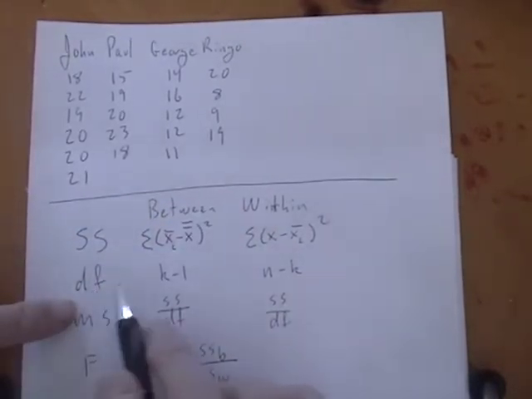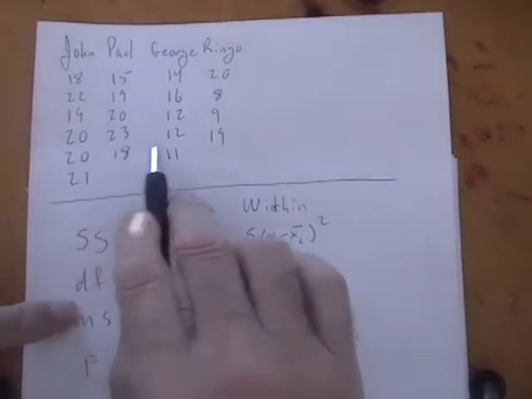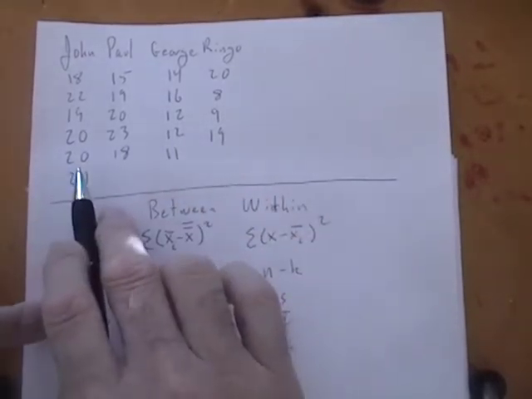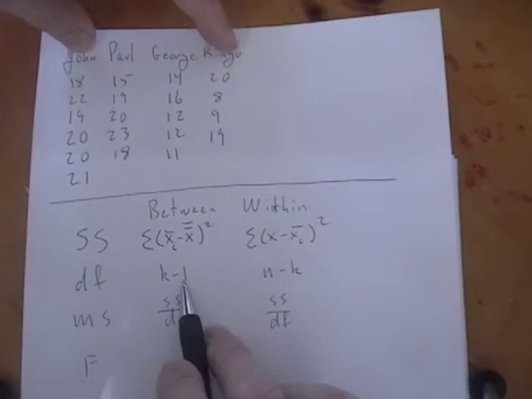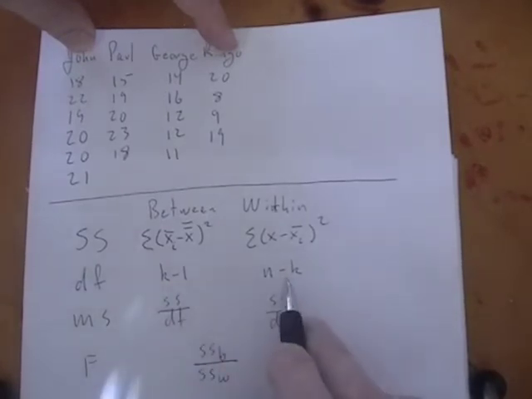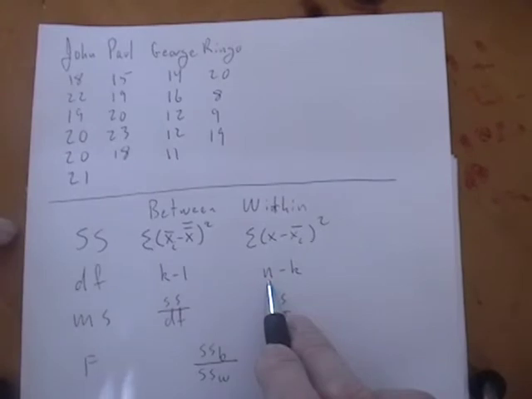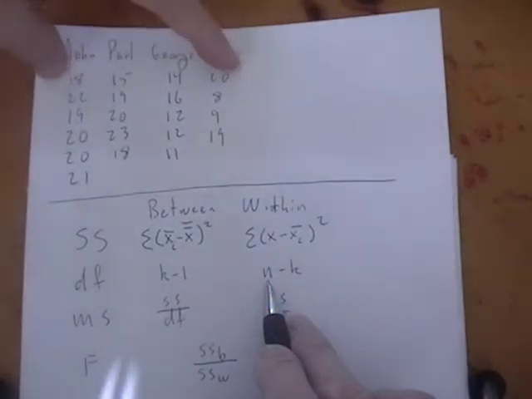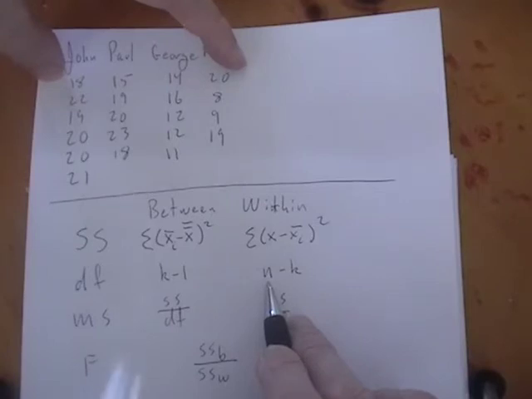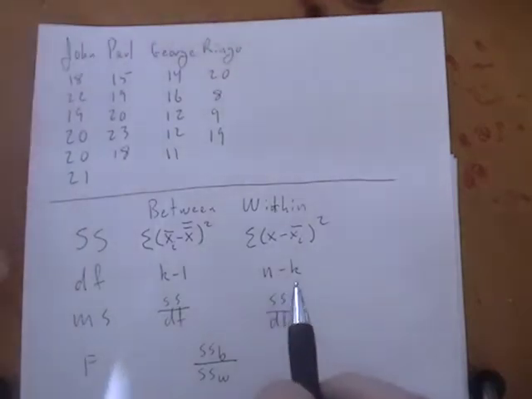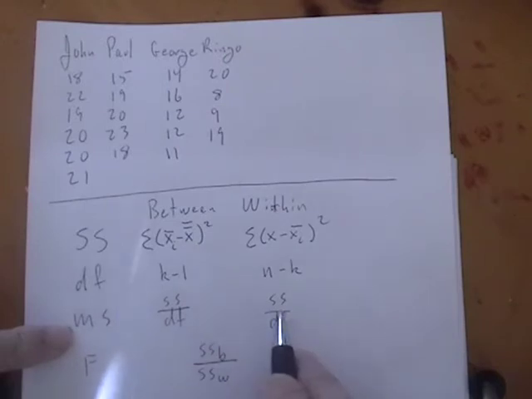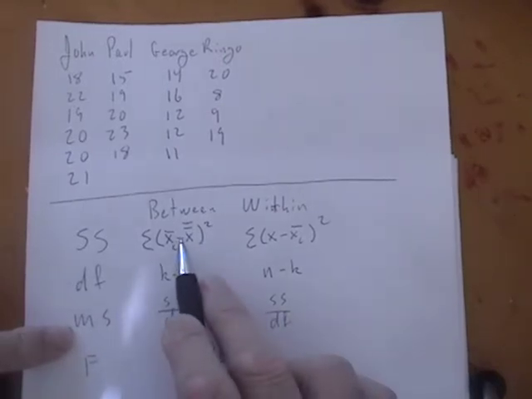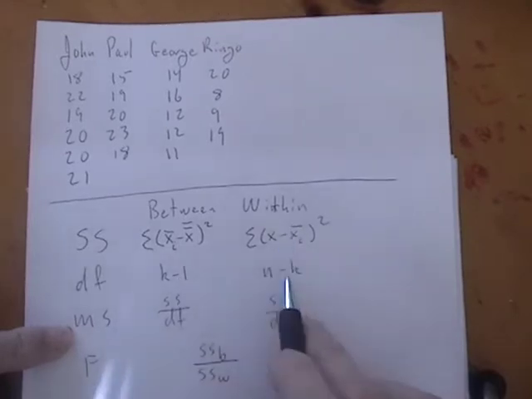Degrees of freedom. For between, if I have 4 different groups, then the number of groups k would be 4. Degrees of freedom would be 4 minus 1. So here I'd have a degree of freedom of 3. Here, n minus k. So it turns out I've got 20 numbers here, 20 data points. 20 minus 4 would be 16. Mean squares. In both cases, you take the sum of the squares and divide it by the degrees of freedom.